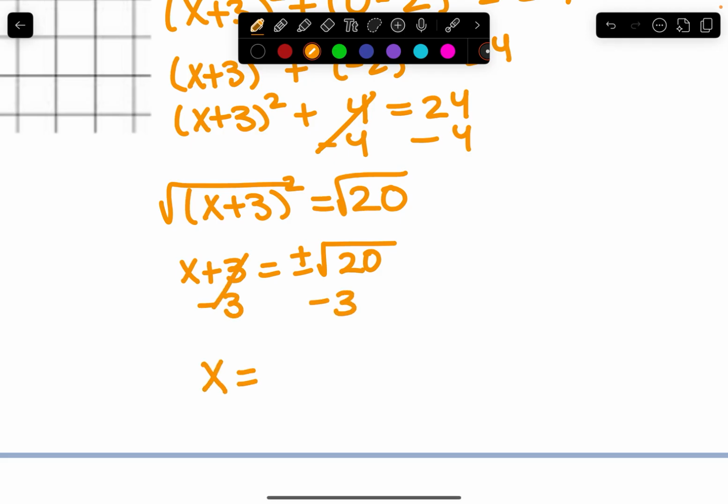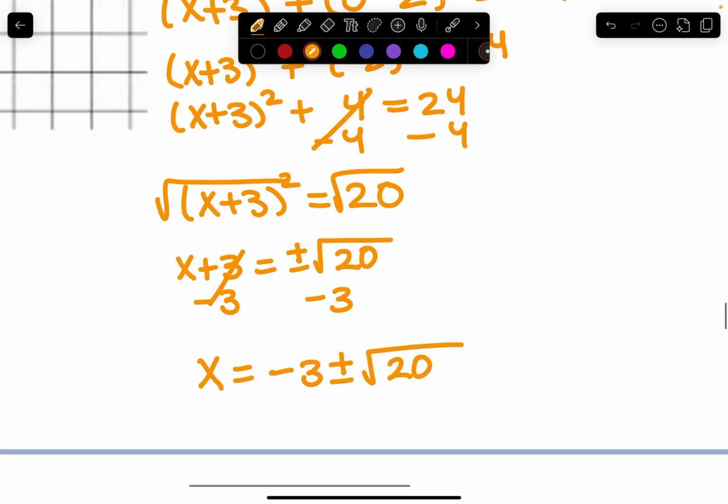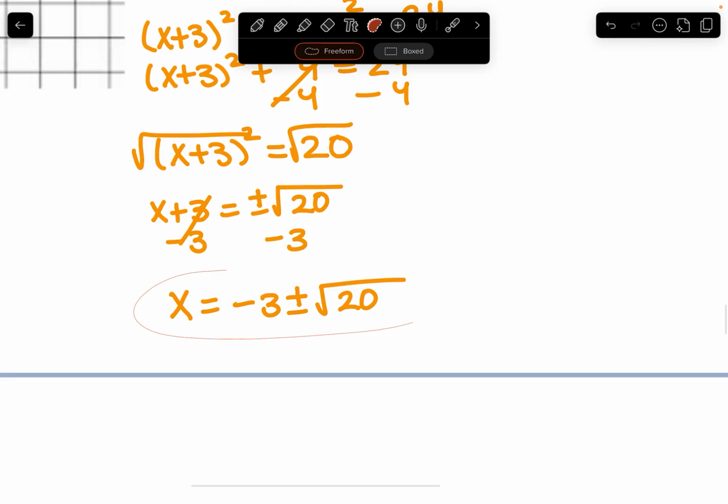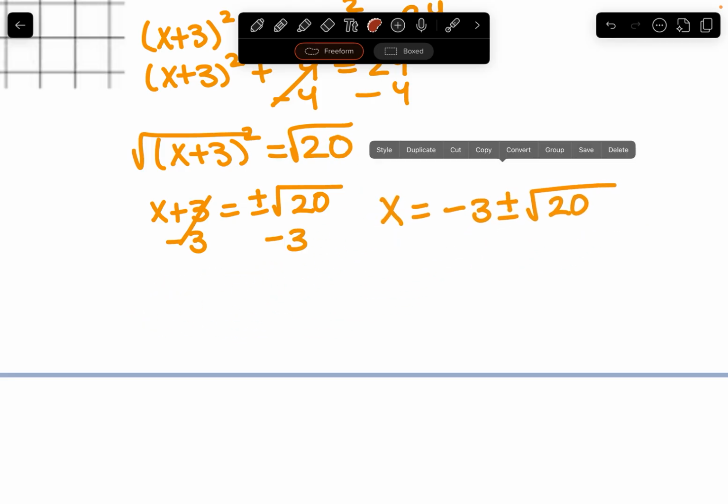So this is what I have. I have x is equal to -3 plus or minus the square root of 20. Now, before I box this as my final answer, I actually need to break down the square root of 20. And I think I'm going to scoot this over so that I have a little bit more space to do this.